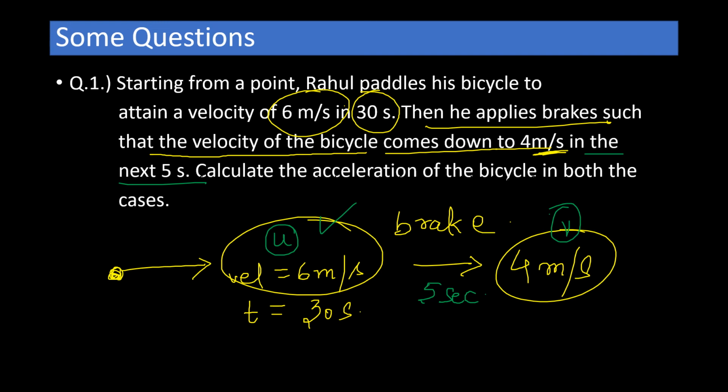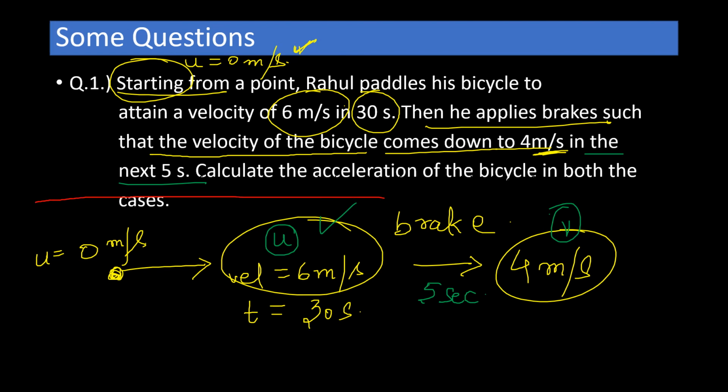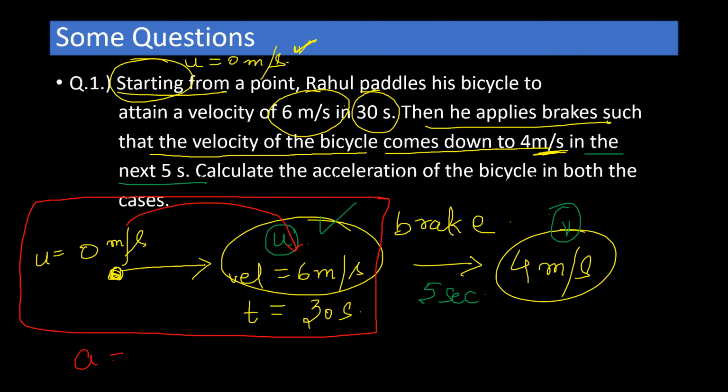So guys, here the first case is when the bicycle is starting from a point. If any object is starting, make sure you put the velocity as 0 meter per second, and that is the initial velocity. So here we have u as 0 meter per second. Here there are two parts. One is when the velocity increases from 0 to 6 meter per second.